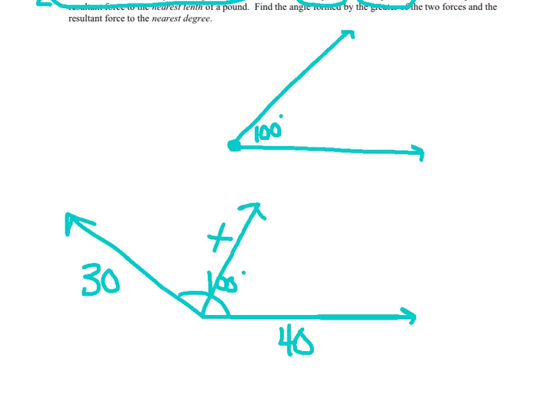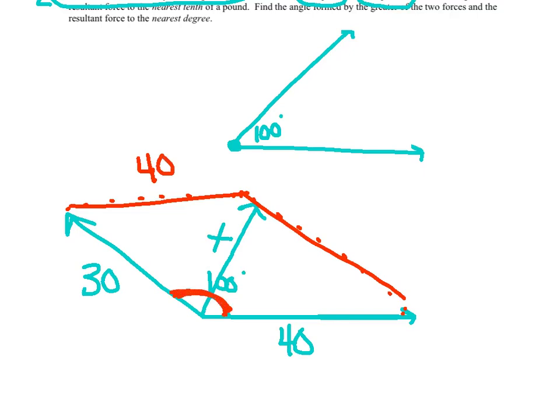And I'm just going to draw in the rest of the parallelogram. Okay, so remember, we want to make it look like a parallelogram. But I only have two forces. Now, let's label any sides we can. I know this side is also 40. And I do know that if this whole angle is 100, that tells me this angle up here. Remember, they add up to 180. So that tells me this angle is 80 degrees.